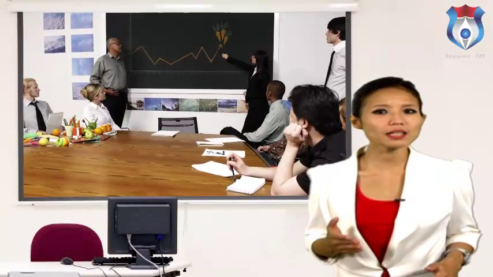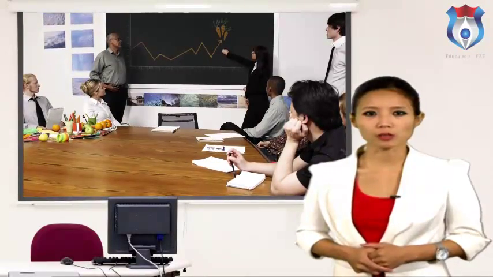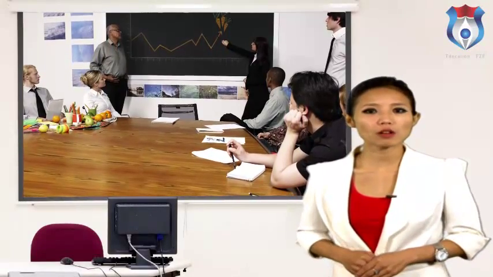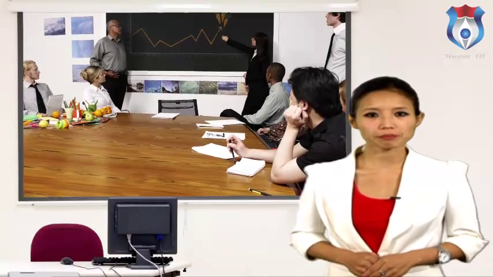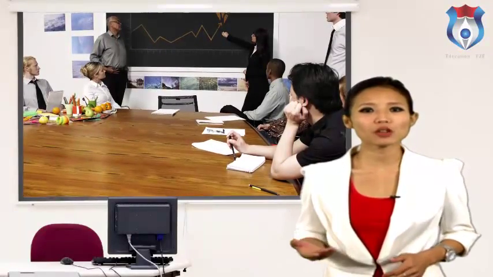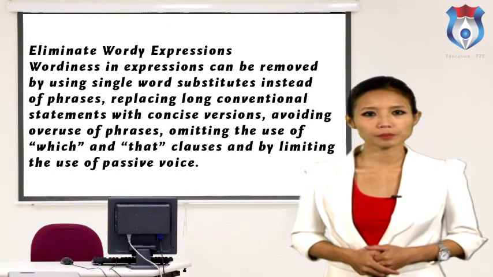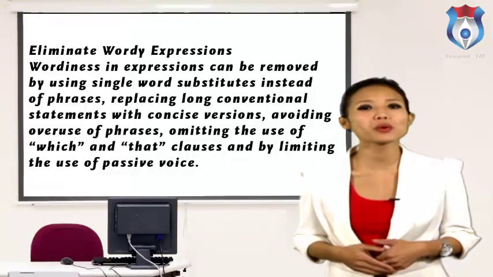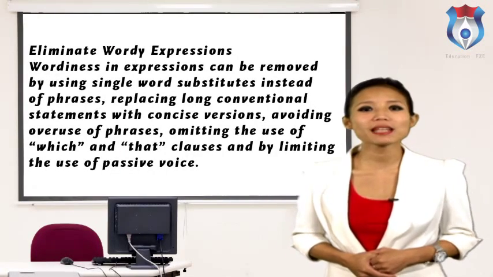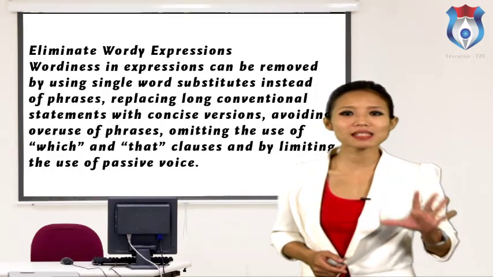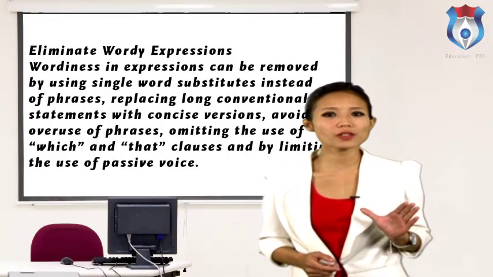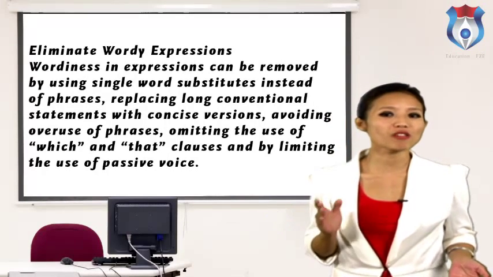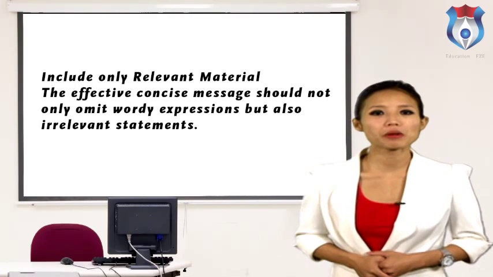Now, to achieve conciseness, a few suggestions can be observed. Eliminate wordy expressions, include only relevant material, avoid unnecessary repetition. Let us find out more about each of them. Eliminate wordy expressions. Wordiness in expressions can be removed by using single word substitutes instead of phrases, replacing long conventional statements with concise versions, avoiding overuse of phrases, omitting the use of which and that clauses, and by limiting the use of passive voice.